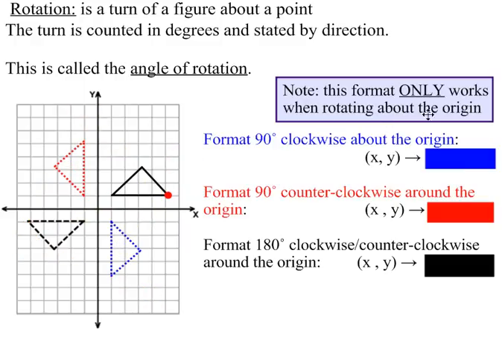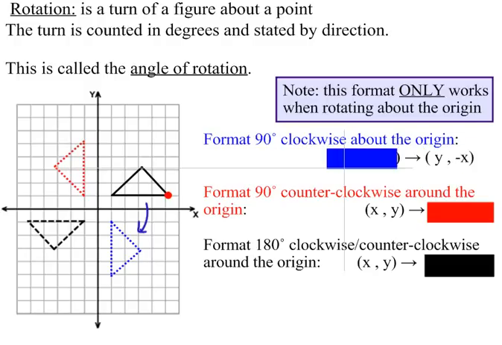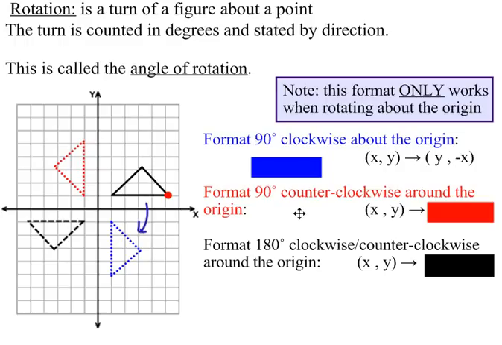Now remember, this format only works when we're rotating about the origin. So once again, we're going to go 90 degrees clockwise from the origin. In order to go this direction, we're going to say that our point, (x, y), we're going to switch it: (y, -x).